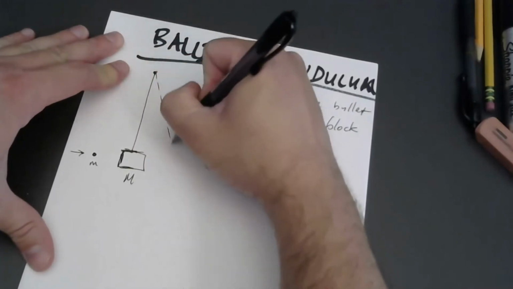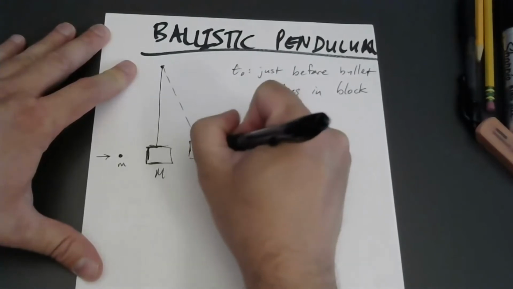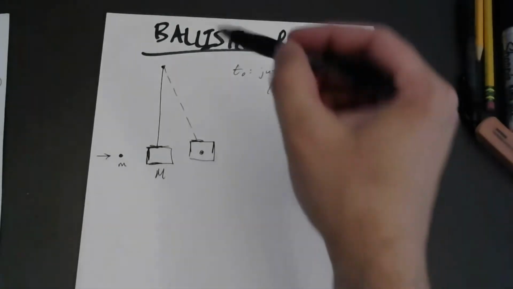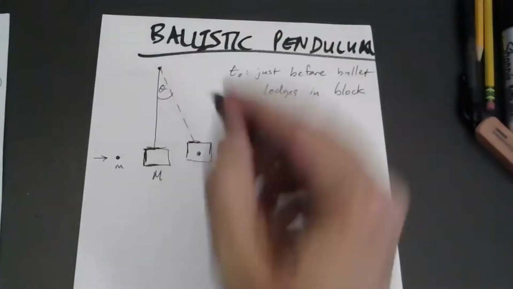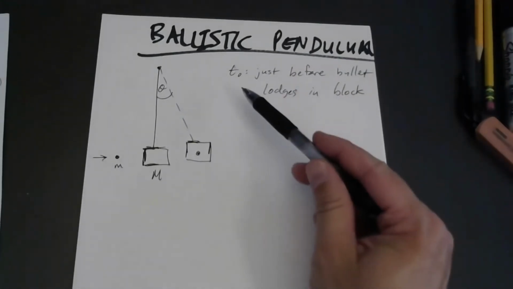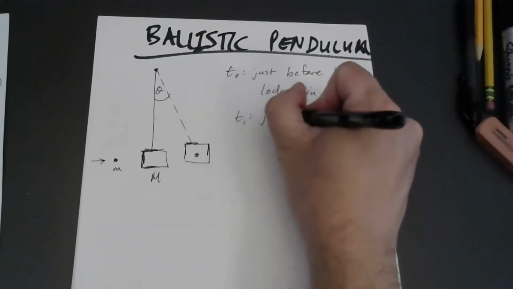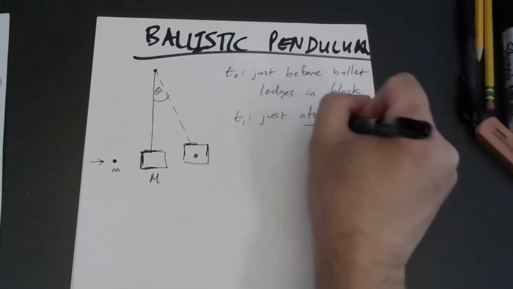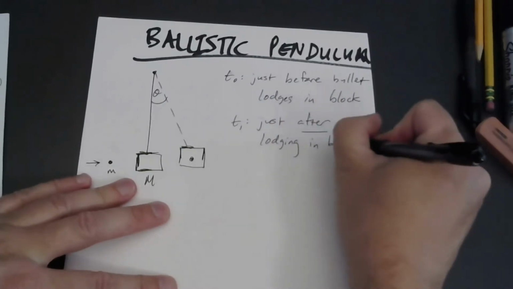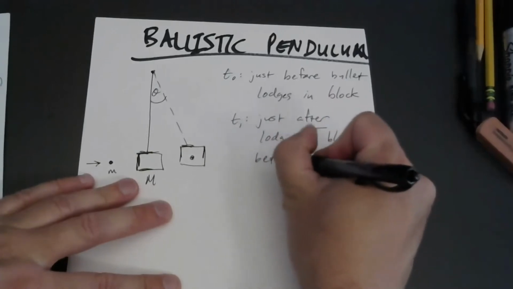So I'll draw a dashed line to indicate this is happening at some later time. Here's the block at that later time with the bullet inside, and it's going to swing up to some maximum angle, which I will label theta, before it comes back down. So the three relevant times would be the moment just before the bullet lodges in the block, and then the moment just after lodging in the block. But, and this is important, before swinging upwards.